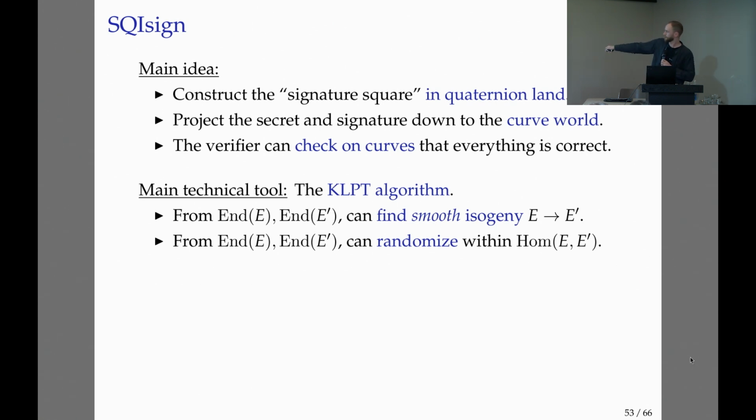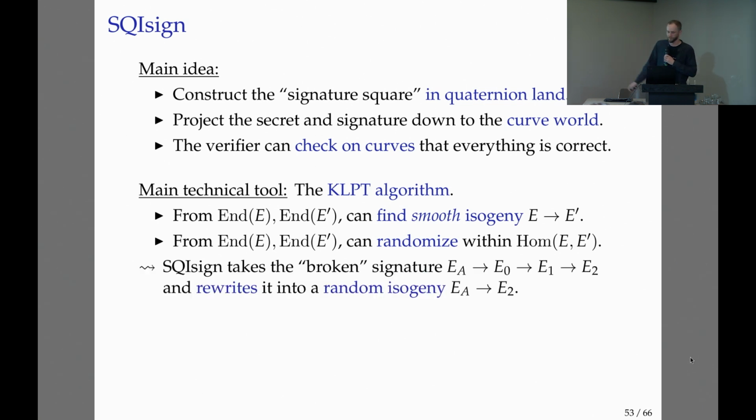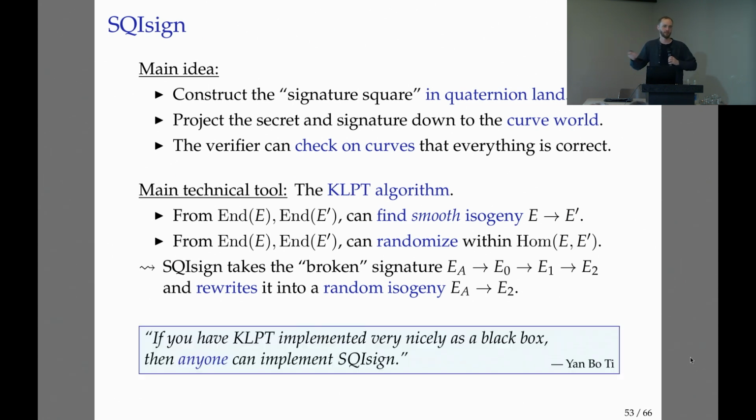Right. So using the second property, as I said, we output a new random isogeny between these things, and this is really the core part of SQIsign. That's what makes it pretty messy, and everything else is just standard isogeny computations as we've been doing for a while. Which prompted Bo to say, if you only have this KLPT part implemented nicely, then anybody could implement SQIsign. Having implemented SQIsign, I'm not sure if that's true. It's still pretty involved.